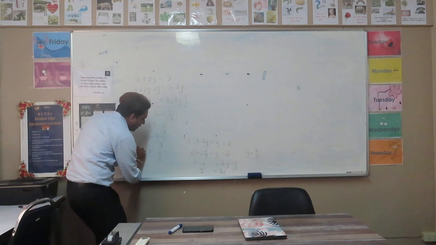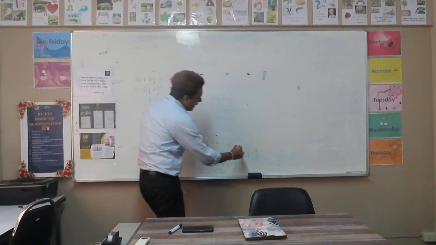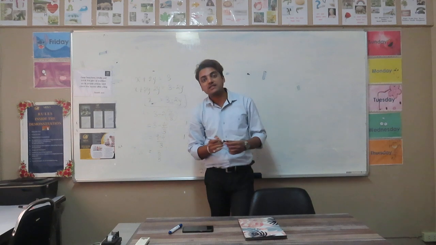So we know the value now. x is 5 on 3 and y is 2 on 3. And that's the end of the equation.